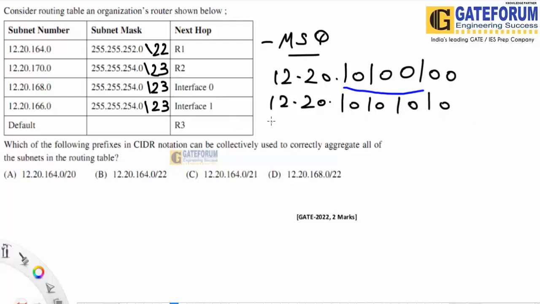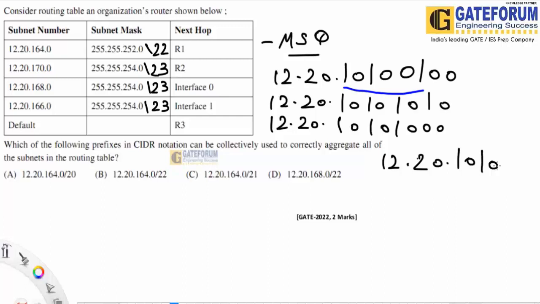If you look at the third one, it is 12.20.168, which is again 1010, 1000. The last one is 12.20.166, again 1010, and 166 means 6 plus, so 8 is 0, 4 is 1, 1. These are the different subnet numbers we are getting, and in each and every case we have 1010, 101001. So these are the different subnets which we have, which I am highlighting here.